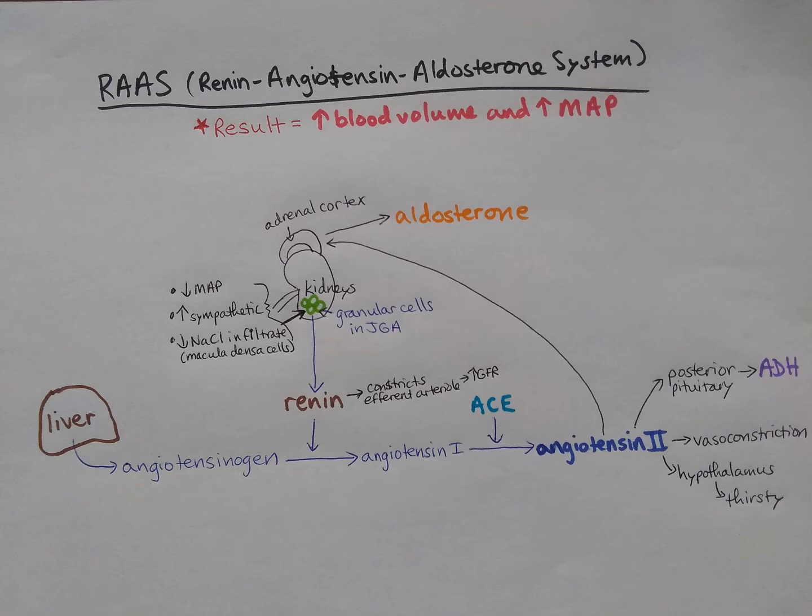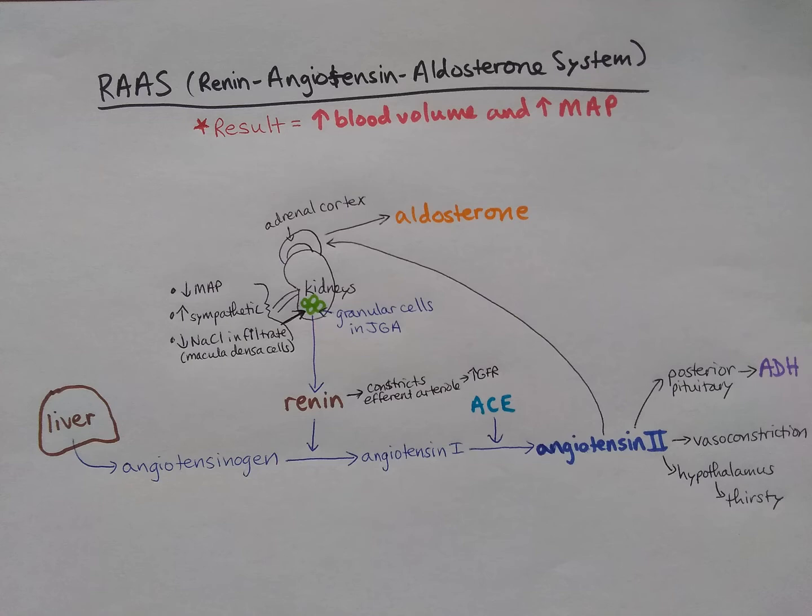So we're going to start with the liver. The liver makes a protein called angiotensinogen that's released into the blood. It's inactive, it's just floating around, and it will be activated by renin. And renin is going to be released by the granular cells that are wrapped around the afferent arteriole in the nephron, and remember that they're part of the juxtaglomerular apparatus.